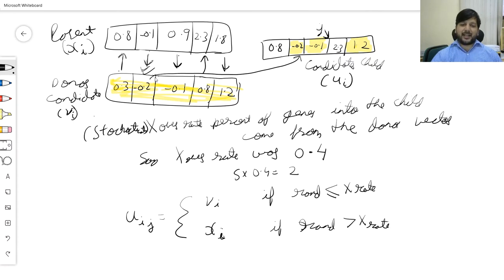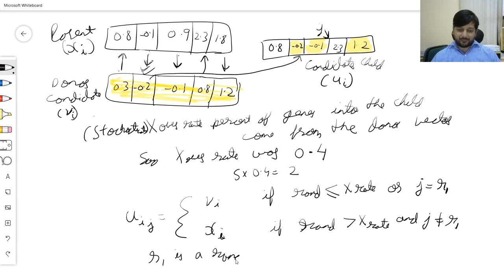Now this has a problem: one gene needs to be directly transferred. So let me transfer one gene directly. I'm short circuiting it: when this becomes true, then the other is not even checked. So j is equal to the randomly chosen gene. Let the randomly chosen gene be R1. And similarly, this has to be the converse of it, where R1 is a randomly chosen gene. Okay, so that's a candidate vector.